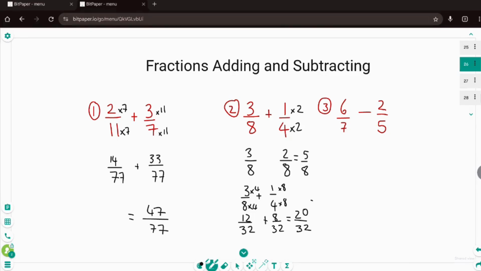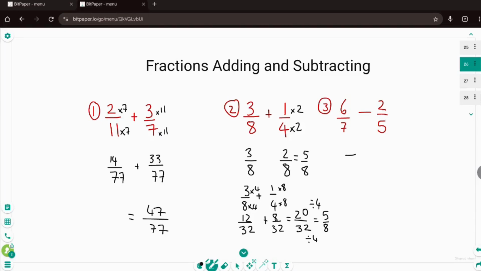So let's divide both of these by 2. In fact, 4 is the highest common factor. Let's divide them both by 4. 20 divided by 4 is 5. 32 divided by 4 is 8. So can you see we get the same answer? You just need to simplify it if you haven't used the lowest common multiple.